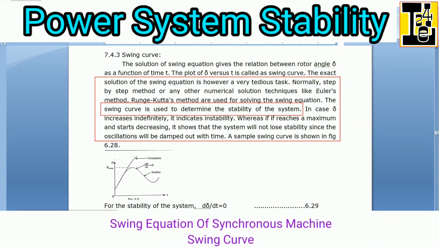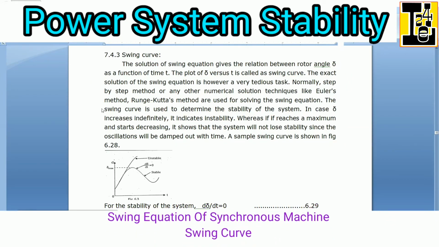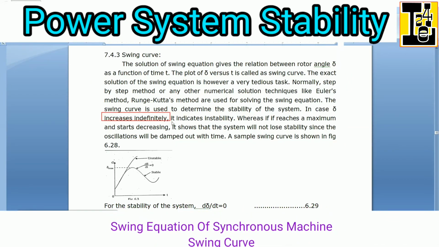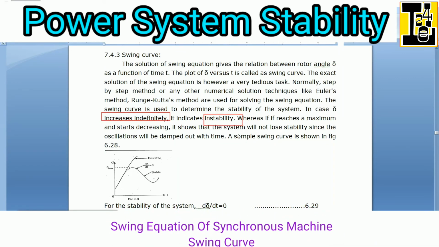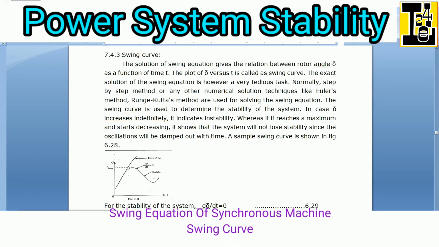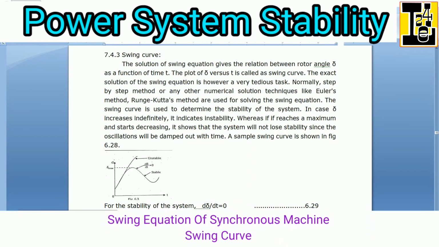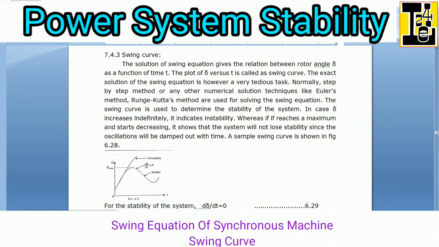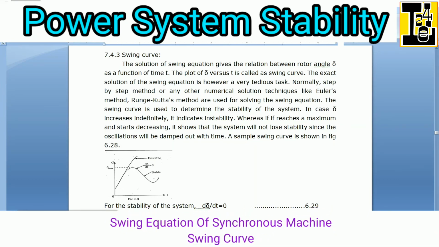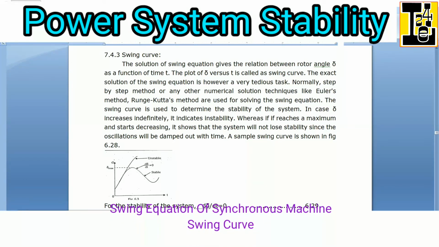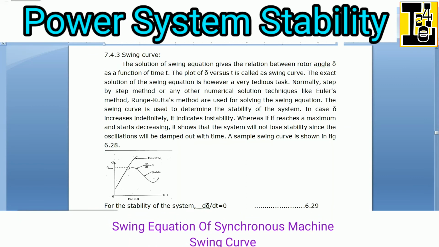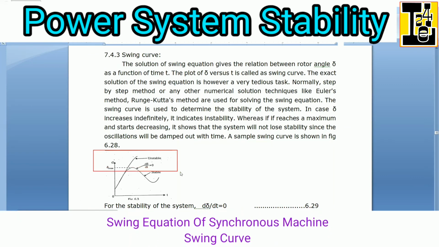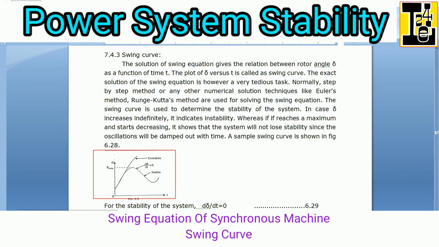In case delta increases indefinitely, it indicates instability, whereas if it reaches a maximum and starts decreasing, it shows that the system will not lose stability since the oscillations will be damped out with time. A sample swing curve is shown here. You can observe a sample swing curve over here.